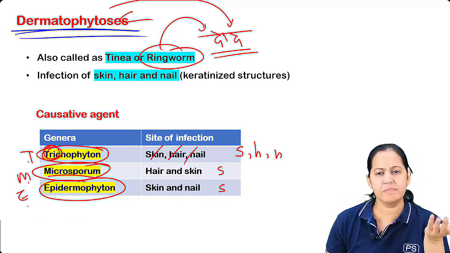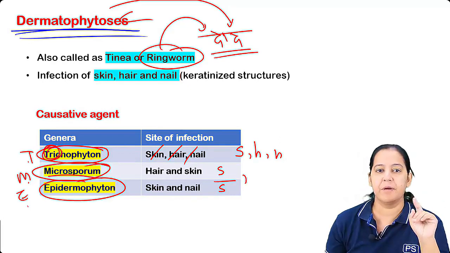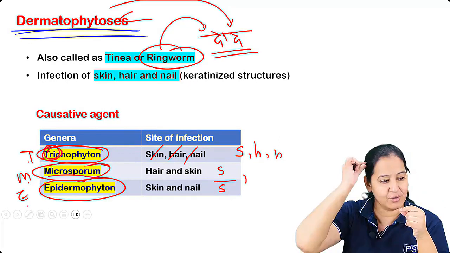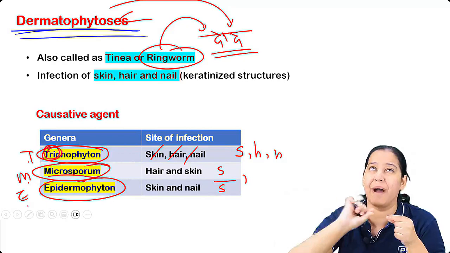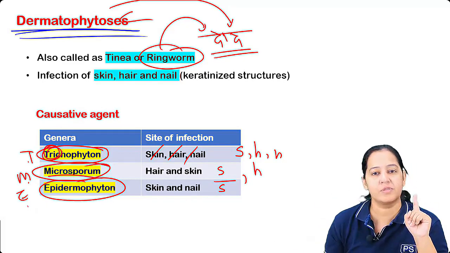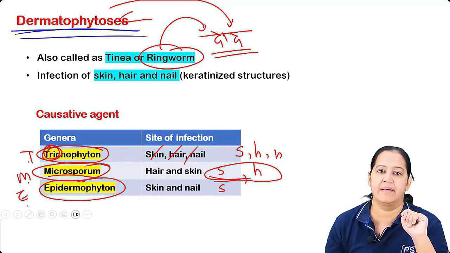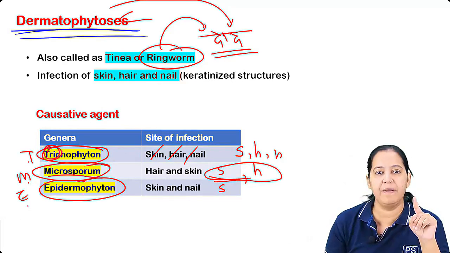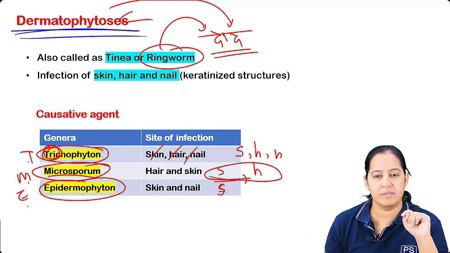In Microsporum, skin is there. Skin is everywhere. But micro means very small. How is hair? Hair is a very thin structure. Micro. So I remember, in the micro one, hair. So skin and hair. Only skin and hair. Because it is micro. And the third one, Epidermophyton. You know, skin and nail. So I learned the three causative agents.